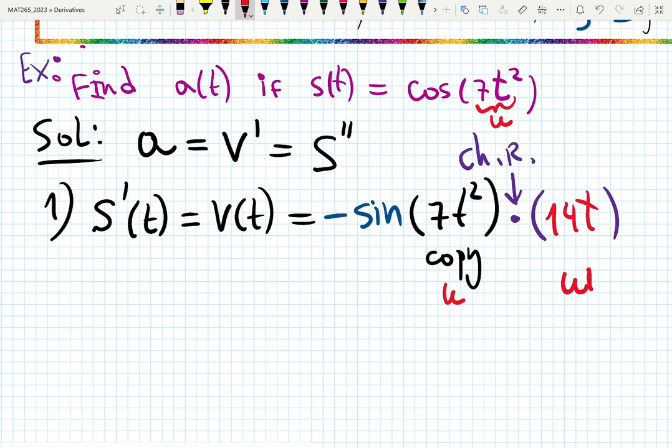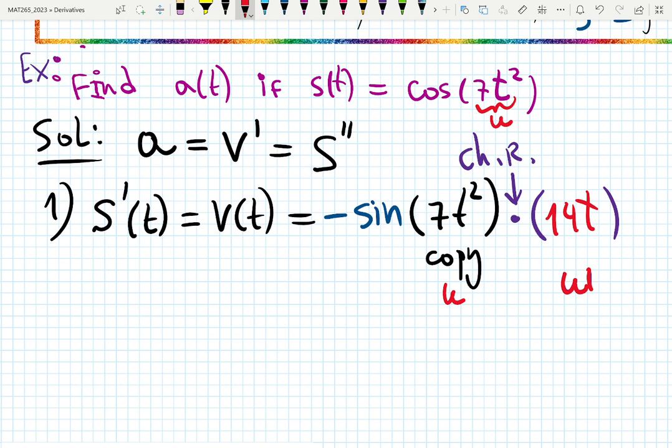14t. That is the answer. You can relocate things to make it prettier, like minus 14 sine 7t squared. Usually we put constants in front, then t, then trigonometric functions. But the answer is correct, so you don't have to do that.